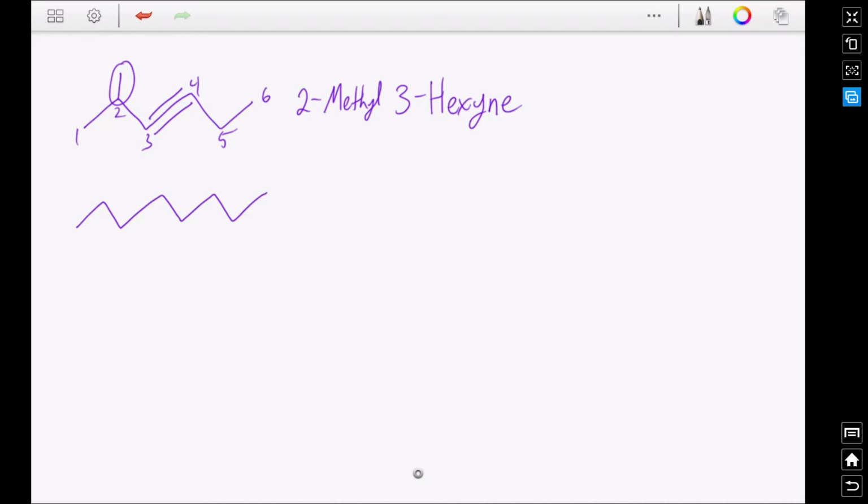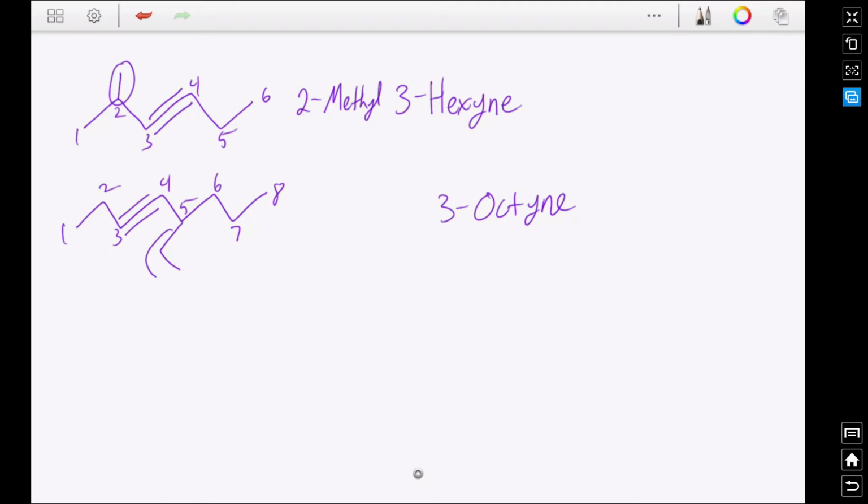Let's say I'll put it here, and then I will draw a branch there. All right, so let's number the carbons: 1, 2, 3, 4, 5, 6, 7, 8. So this is 8 carbons, which is an oct, but because there's a triple bond, we'll call it an octyne. The triple bond occurs at the 3-carbon, so 3-octyne.